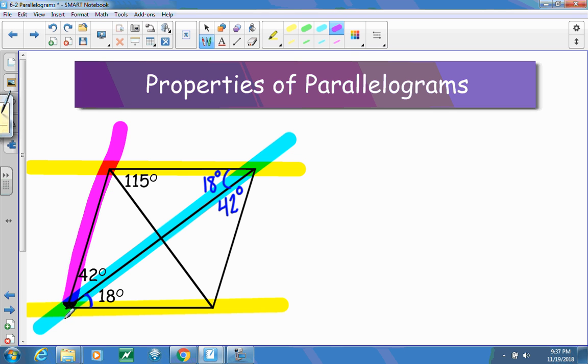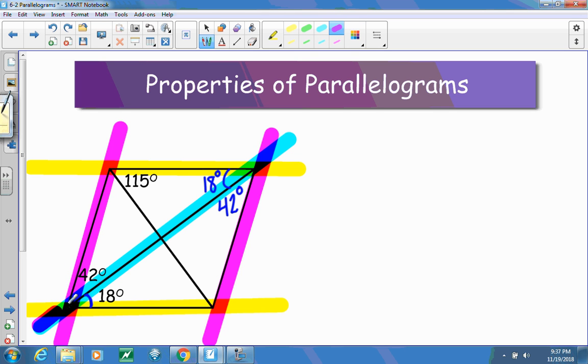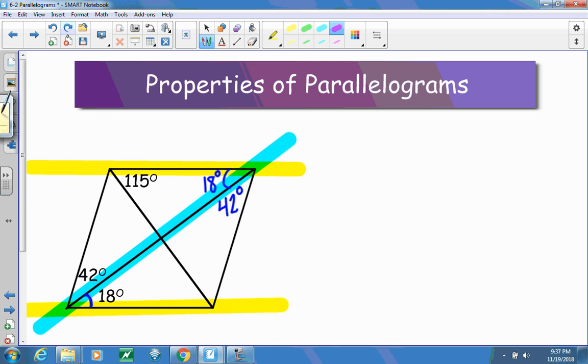If I do these two parallel lines right here, and then I work with this transversal, now the two 42s, those are alternate interior angles too. All right, so with that being said, now I know that also alternate or consecutive interior angles are supplementary to each other. So this angle right here is 60.